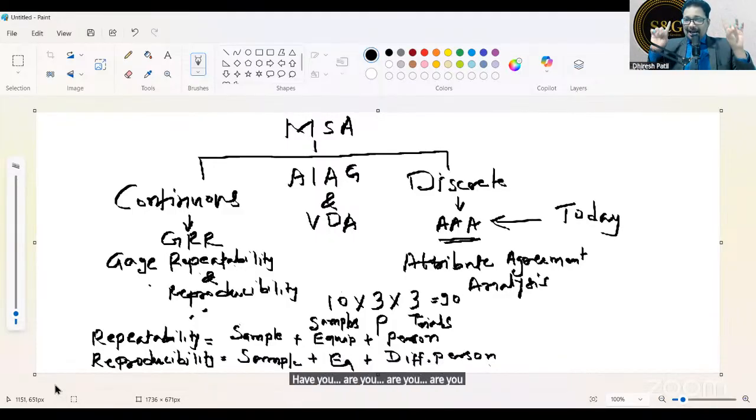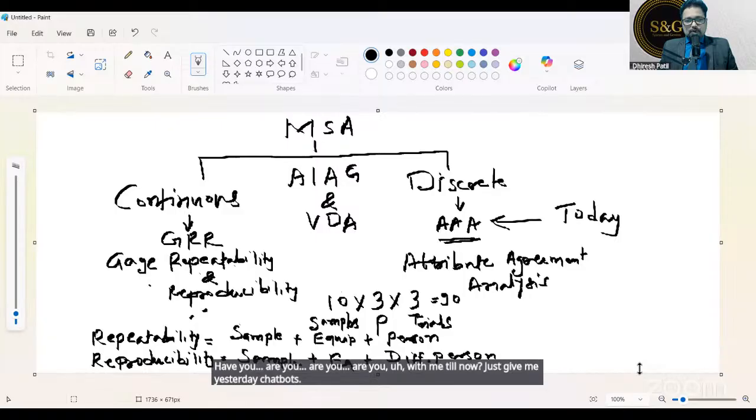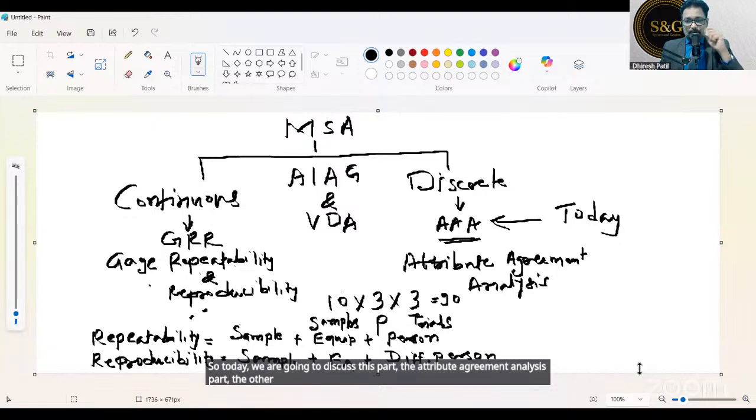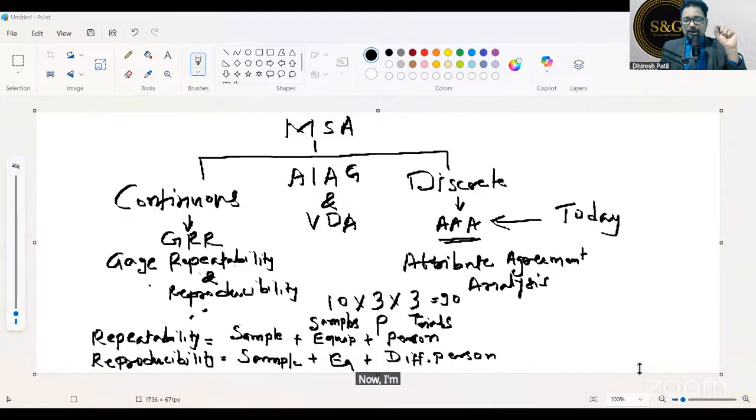Are you with me till now? Just give me yes in the chat box. So today we are going to discuss this part, the attribute agreement analysis part, the other part. Okay. Now, I'm just sharing with you a file. First, we'll do a quick Minitab exercise here.